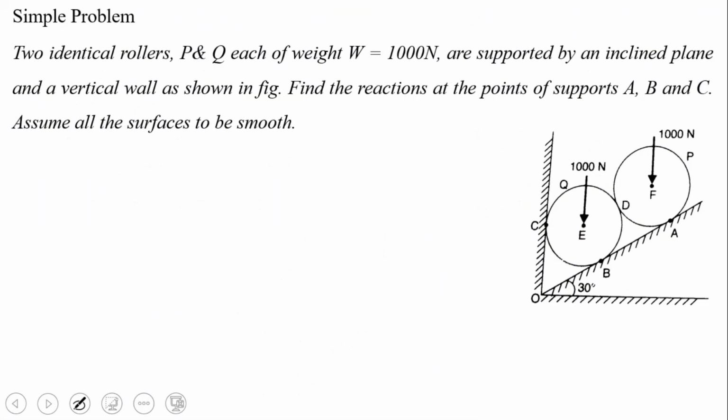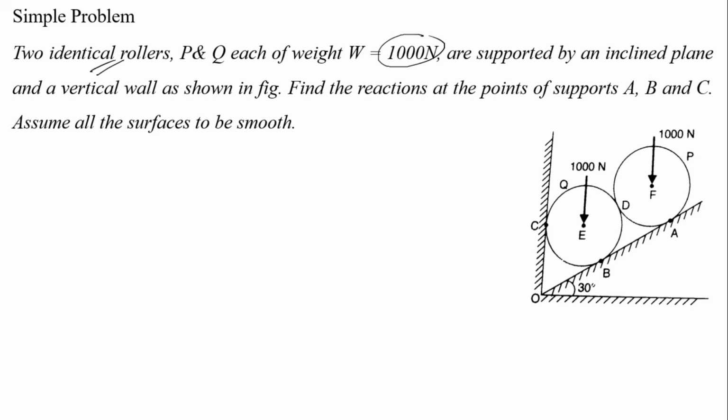This is the problem which is related to the previous discussion. Two identical rollers P and Q, identical, which means each has weight W equal to 1000 Newton. Rollers P and Q, each of weight W, are supported by an inclined plane and a vertical wall as shown in the figure. Find the reactions at the points of supports A, B, C. Assume all the surfaces are smooth.